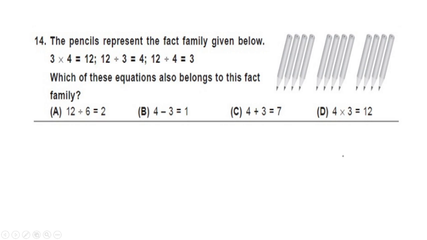Next question. The pencils represent the fact family given below. 3 times 4 is equal to 12. 12 divided by 3 is equal to 4, and 12 divided by 4 is equal to 3. Which of these equations also belong to this fact? Is it A, 12 divided by 6 equal to 2? Is it B, 4 minus 3 equal to 1? Is it C, 4 plus 3 equal to 7? Or is it D, 4 times 3 equal to 12? Your time starts now.